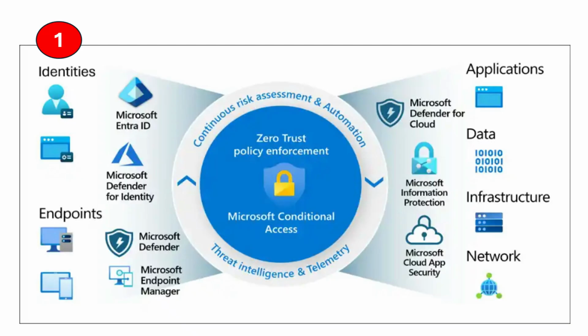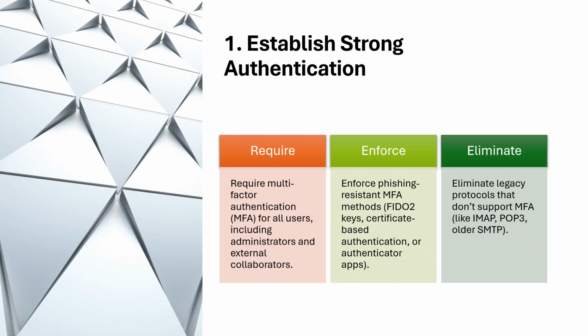Starting with identities is the foundation of a zero trust journey as recommended by both NIST and Microsoft. Protecting identities ensures that only the right users gain access under the right conditions. To establish a strong authentication, organizations must adopt a layered approach that prioritizes security and reduces identity-based risks.